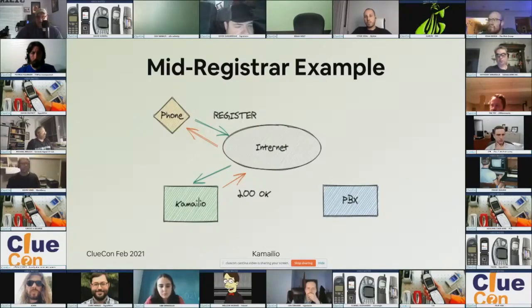Everything works great. When there's an incoming call, Commonilio's already kept what port and IP. It changes all those headers and all the calls just work as normal. And so mid-registration is a fantastic way of helping your FreeSwitch grow when you start getting a ton of users.